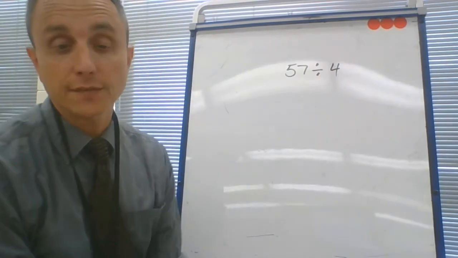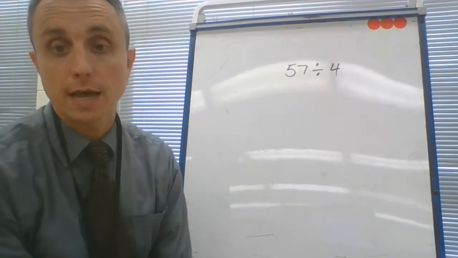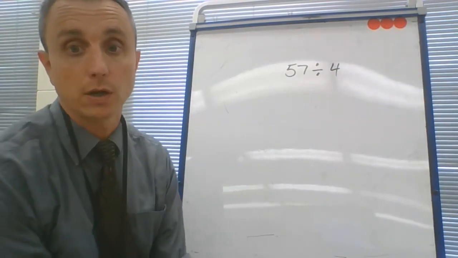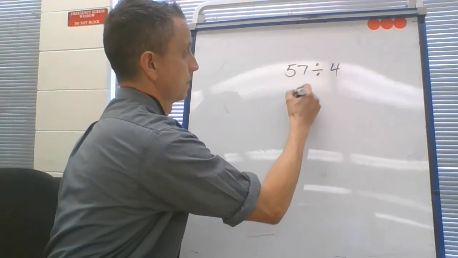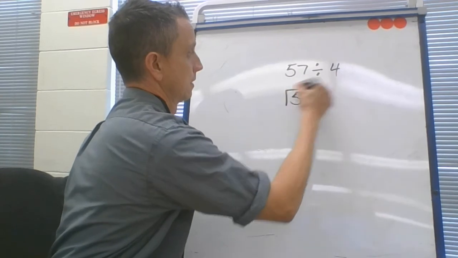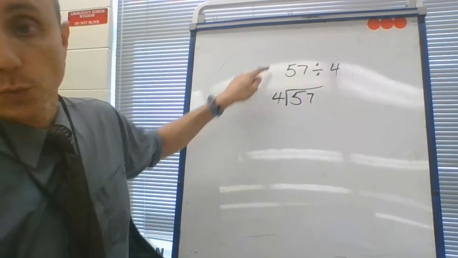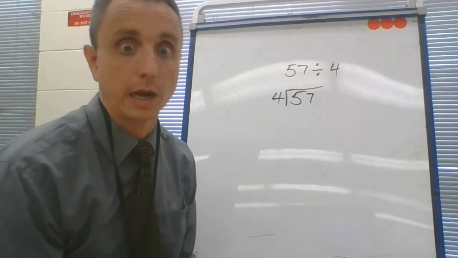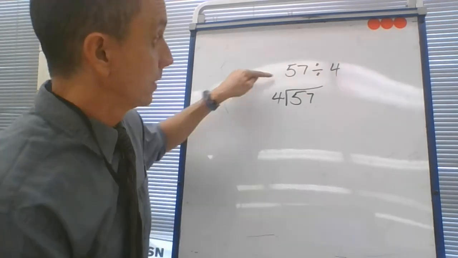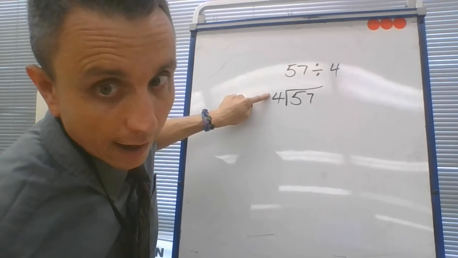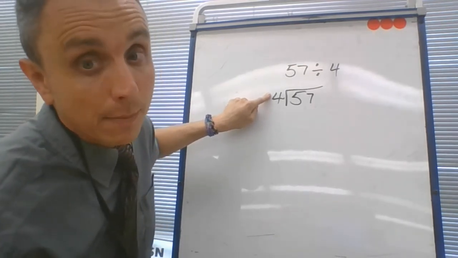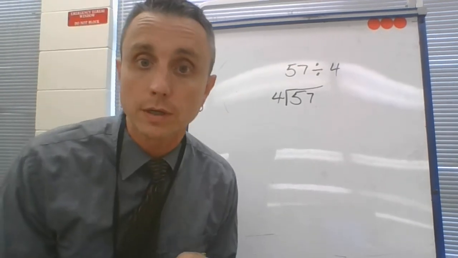We're going to do 57 divided by 4, but don't forget that is not the only way you can write this. We can also write it like this. Both of these ways, they mean the same thing. This one says 57 divided by 4, and this one says 57 divided by 4.